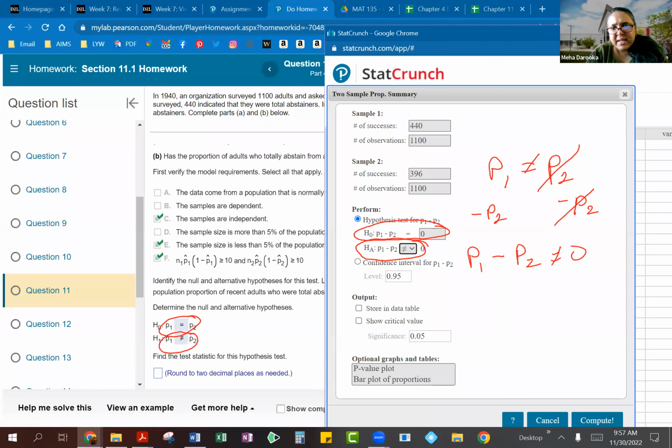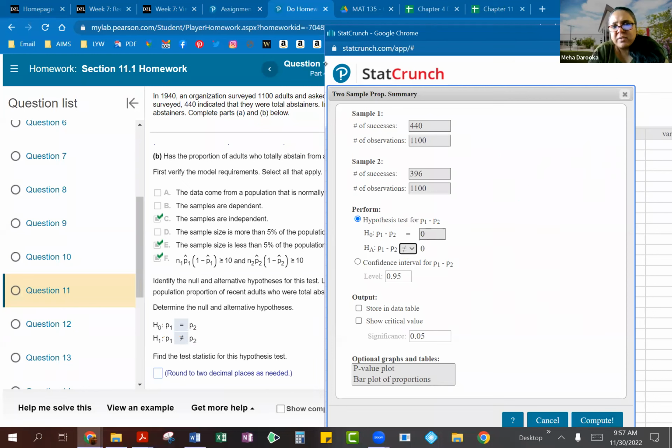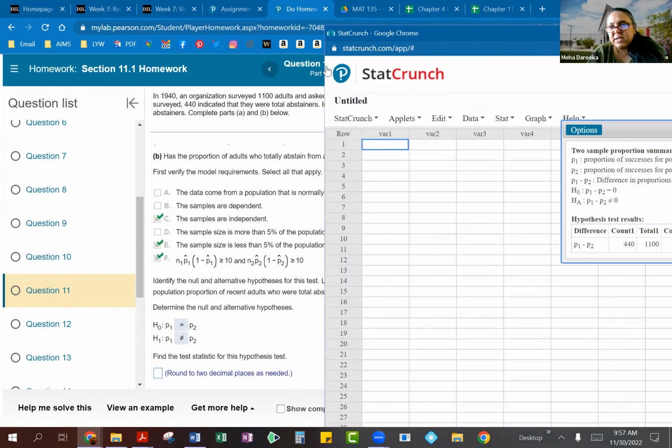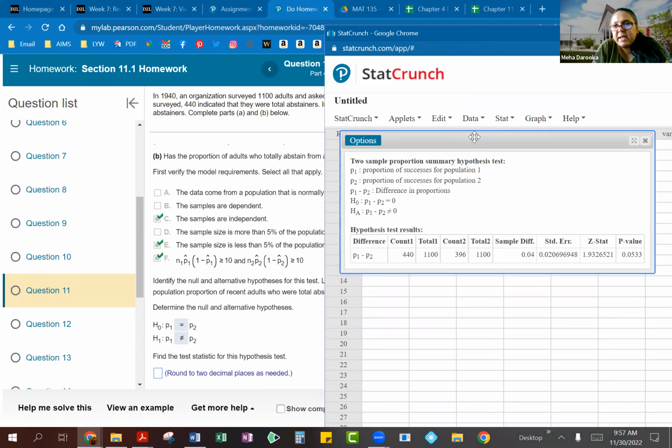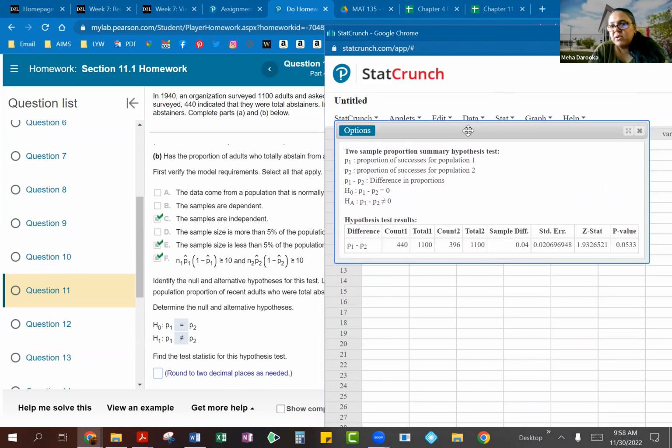And I believe that's all we need to do, because we're not doing a confidence interval. We are doing a hypothesis testing. So that's the first option. And then all you will do is say compute. And that should give you your answers. So of course you should verify your sample for 1940 and the recent one, and then you can see all the other calculations that it's giving you.